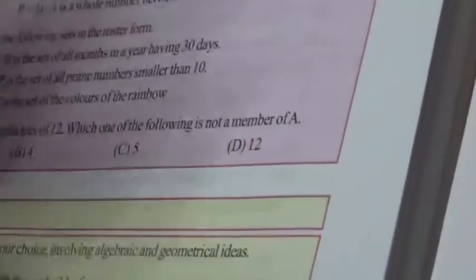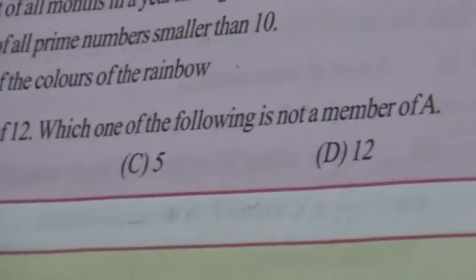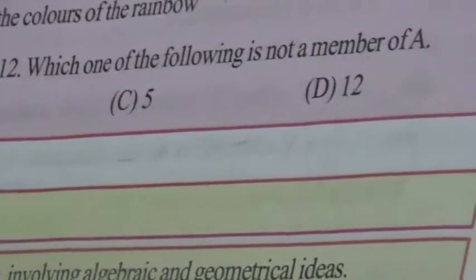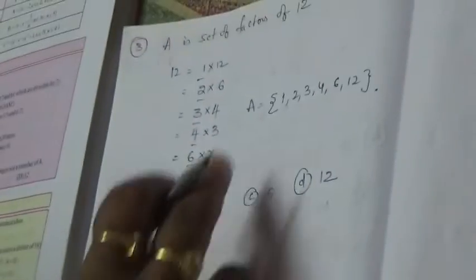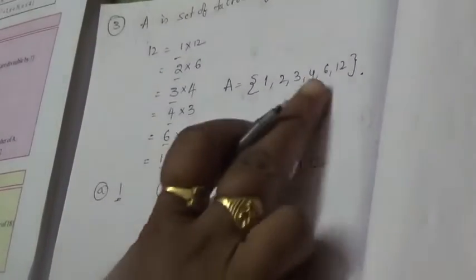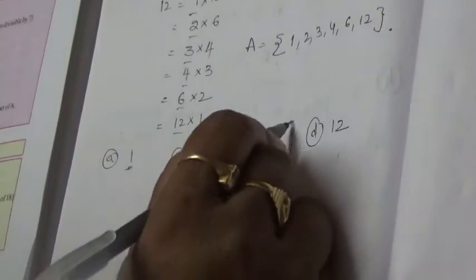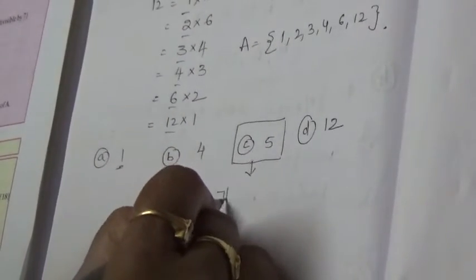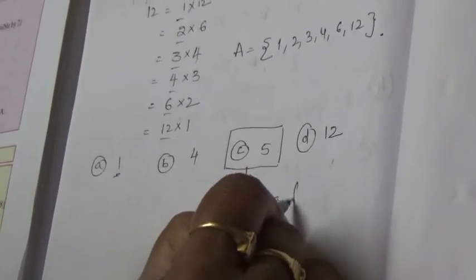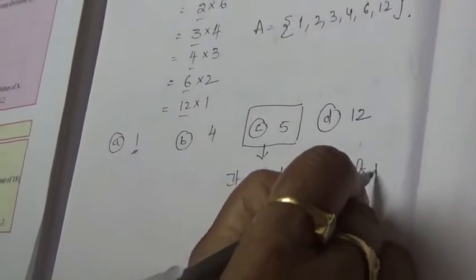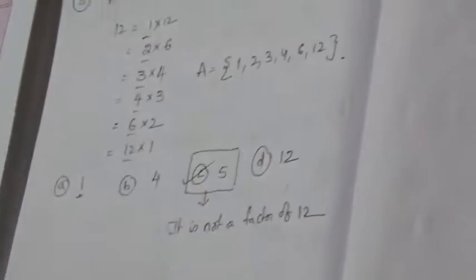Which one of the following is not a member of A? Here the first one is 1, second one is 4, third one is 5, D option is 12. Is 1 there? Yes. Is 4 there? Yes. Is 12 there? Yes. But 5 is not a factor of 12. So our answer is this one.